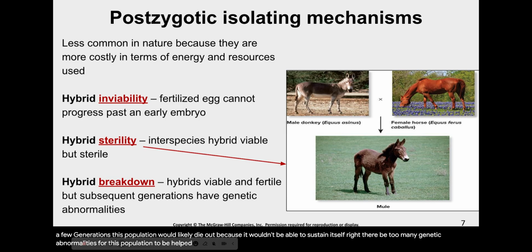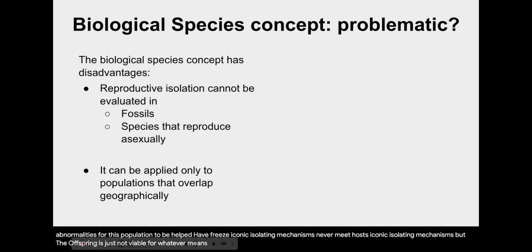All right, so we have pre-zygotic isolating mechanisms: gametes never meet. Post-zygotic isolating mechanisms: gametes meet, but the offspring is just not viable for whatever means. And this is really, again, the basis for the biological species concept, stating reproductive isolation has to occur in order for a species to be considered a different species.